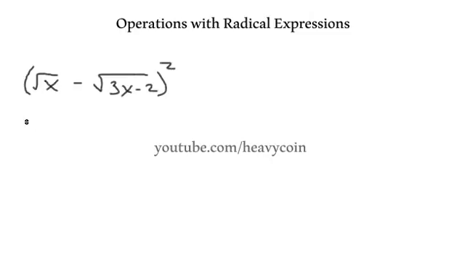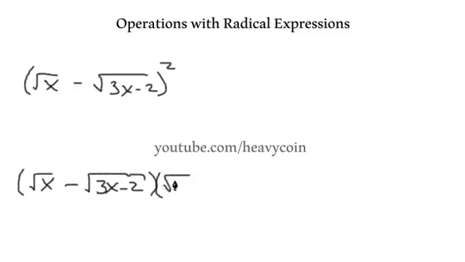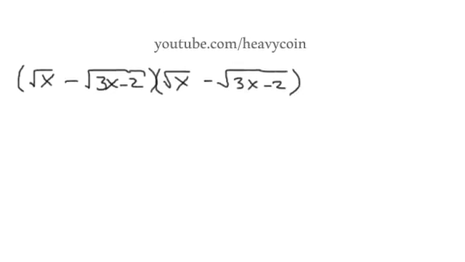So we're going to have to rewrite. I'll rewrite it down here. The square root of x minus the square root of 3x minus 2. Now because there's two of them, we're going to write it all out. Minus the square root of 3x minus 2. Okay, now we're going to multiply this stuff out.